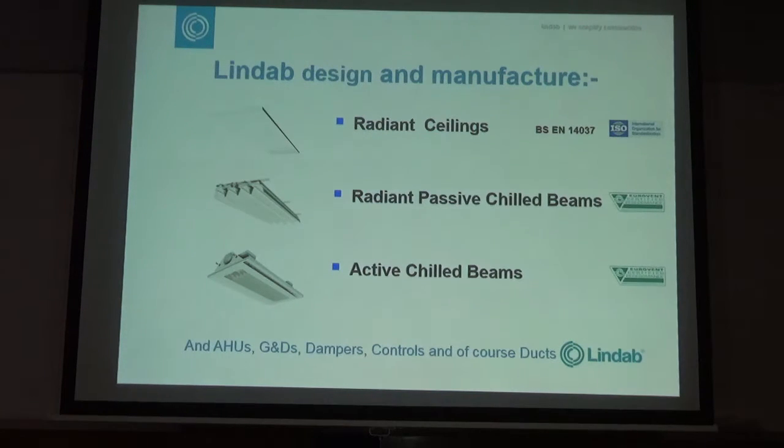And just as today, radiant ceilings, of course, cooling and heating, the passive rain devices and active chill beams are our core products on our side of the business. You may well know it for other items such as grills, diffusers, dampers, and of course, the duct work. So, without further ado, I will pass over to Neil.